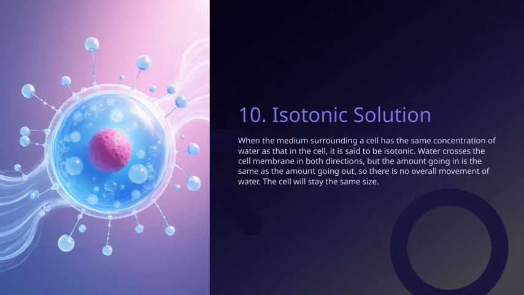This balance is really important because it helps cells stay stable and function properly within their environment. Understanding isotonic solutions is fundamental to grasping how cells interact with their surroundings, which ties into the broader theme of how cells regulate their internal and external environments to stay healthy.